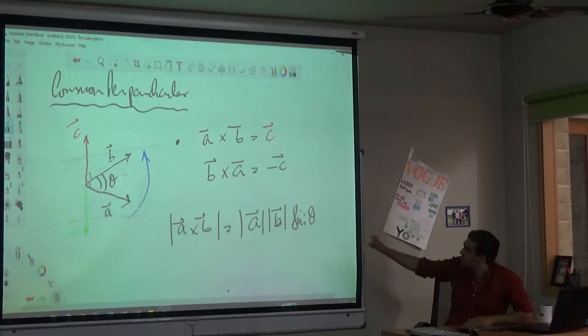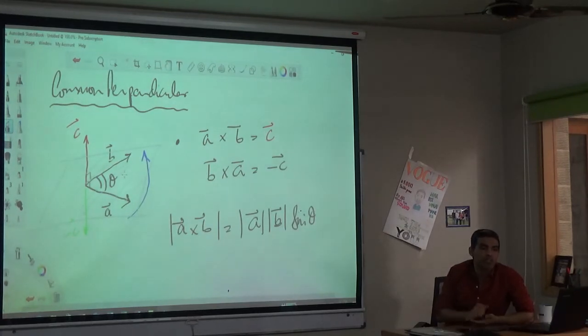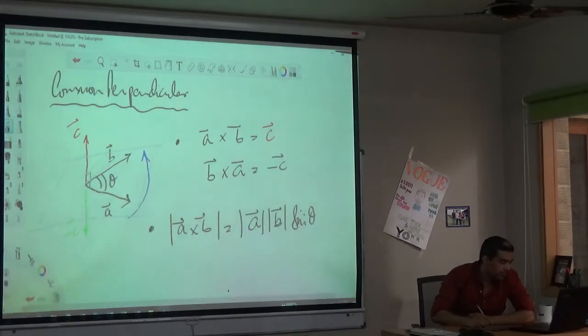Clearly, sine theta becomes 0 if theta is 0 or if theta is 180. In both cases, whether theta is 0 or 180, that's the case when both vectors are parallel. So when both vectors are parallel, that's when your cross product is 0. You can write this point as well.